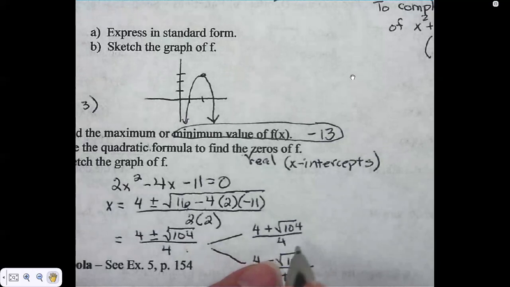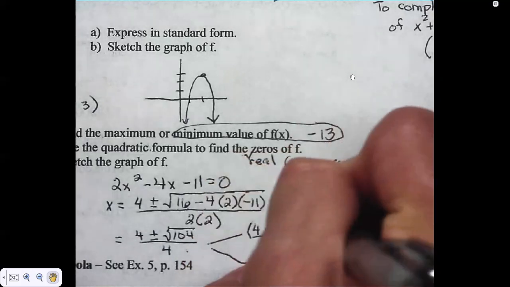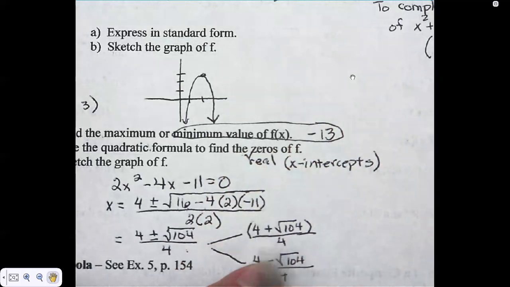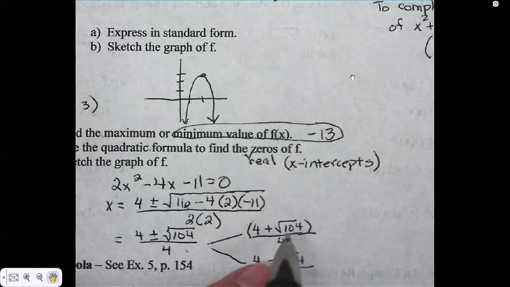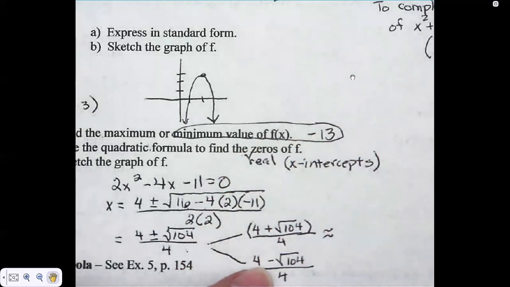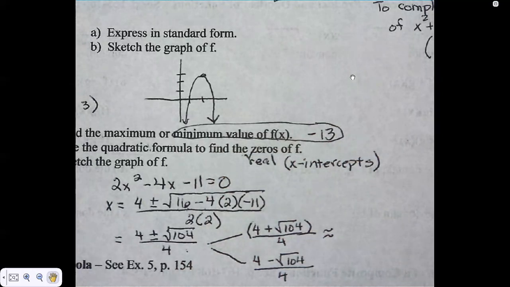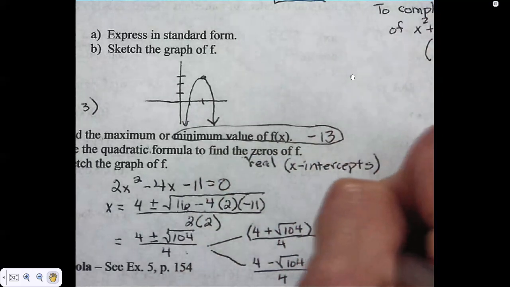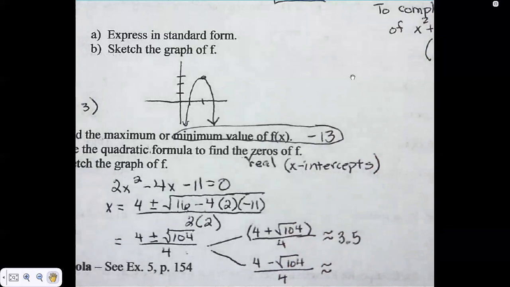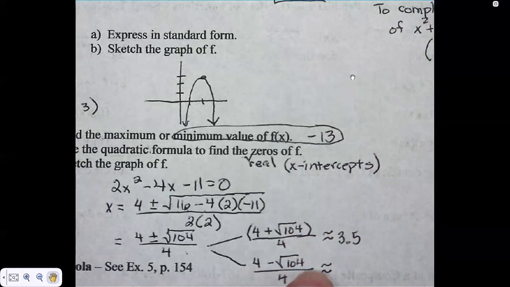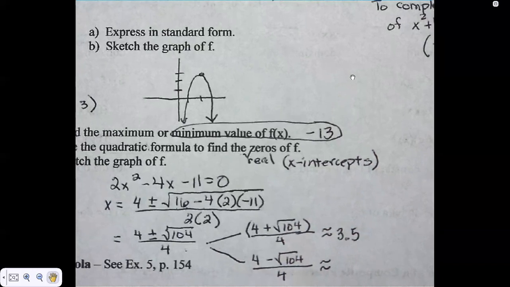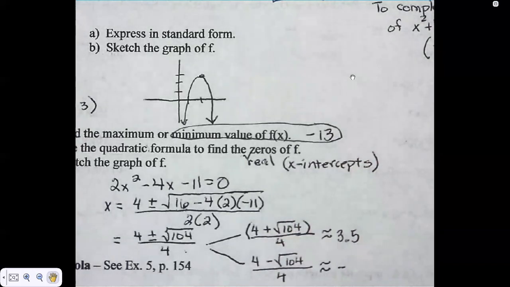If you're making a punching mistake, the most common mistake is not to have the numerator in parentheses. If you don't have the numerator in parentheses, the calculator is just going to divide the square root of 104 by 4, not the whole thing by 4. To one decimal place, does that come out 3.5, 3.4, which one? 3.5, so we were darn close just by guesstimating. And the other is about 4 minus 10, or negative 6 over 4, which is about negative 1.5. Is that what it rounds to the nearest tenth?